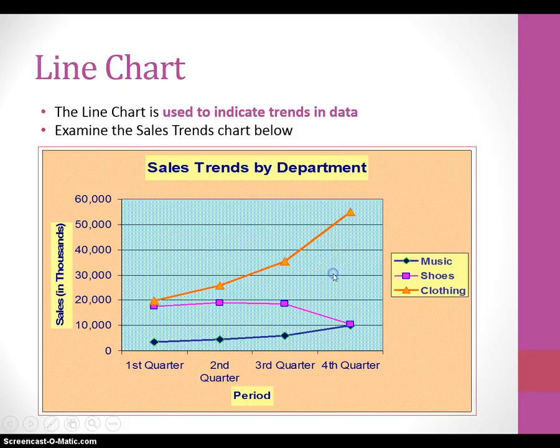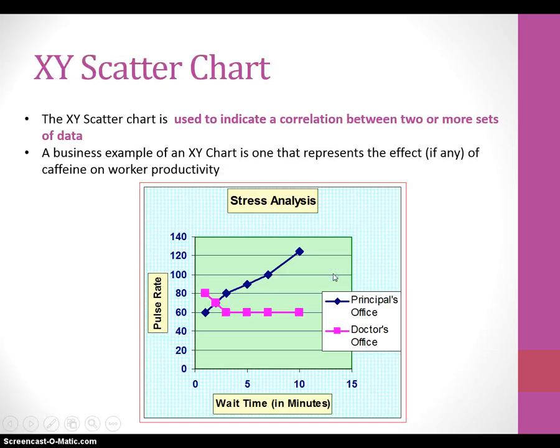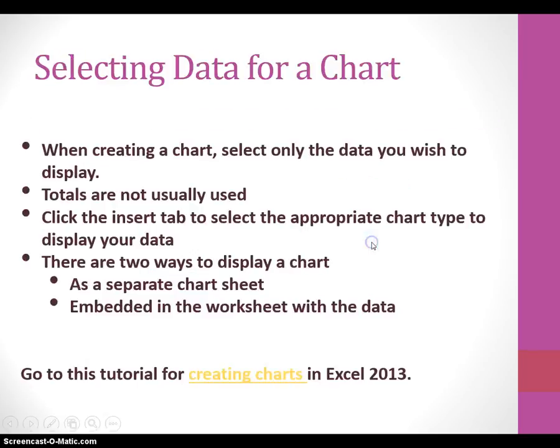Clothing sales went up. XY scatter does a correlation between two things. This particular chart here is wait time in the waiting room, whether it's the principal's office or doctor's office, and your pulse rate. It could also be around in this area, crops, and how much rain we had. So that's a correlation or relationship between two different things.